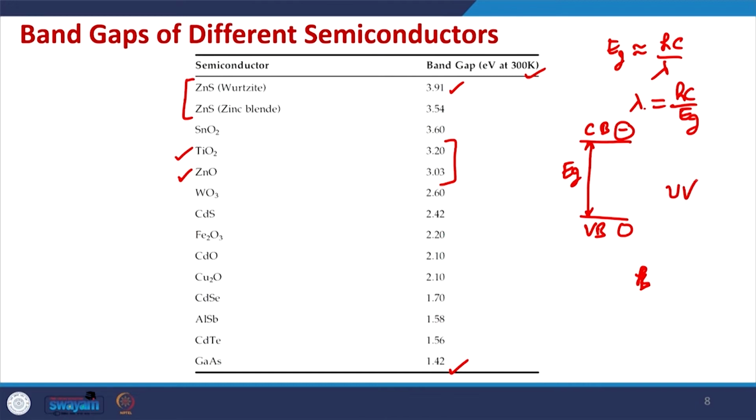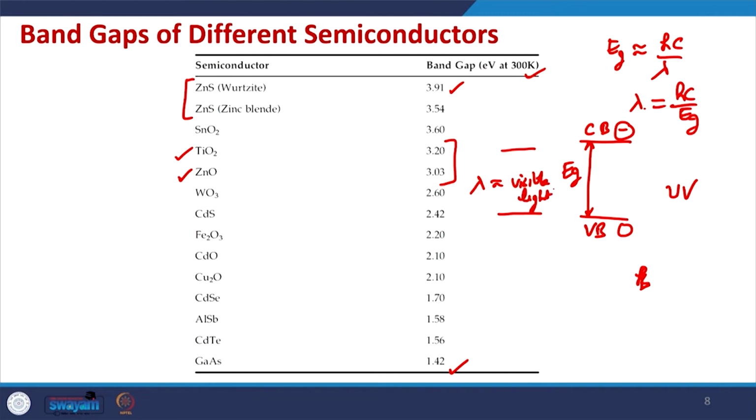That means we require very high intensity light. Now, the amount of UV light which is available at the surface of earth is much lower as compared to visible light. So, people want to reduce this band gap. They want this valency band to be here, but maybe the conduction band to be here, so that we can have the lambda which is in the visible light range. So, this is the objective.